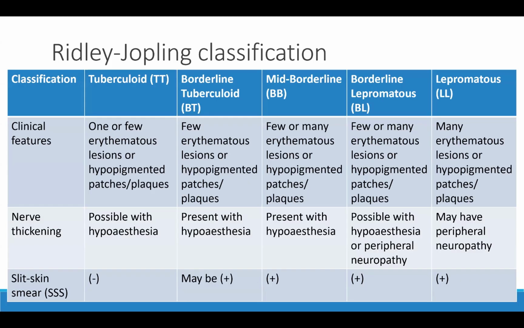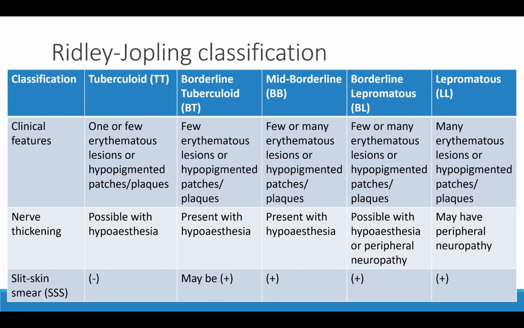This is the Ridley-Joplin classification of the types of leprosy. Just going through tuberculoid or TT, patients have one or few erythematous lesions or hypopigmented patches or plaques. Nerve thickening is possible with hypoesthesia, and the slit skin smear is negative. The next level is borderline tuberculoid or BT. Here you have few erythematous lesions or hypopigmented patches or plaques. Patients may present with hypoesthesia and the slit skin smear may be positive.